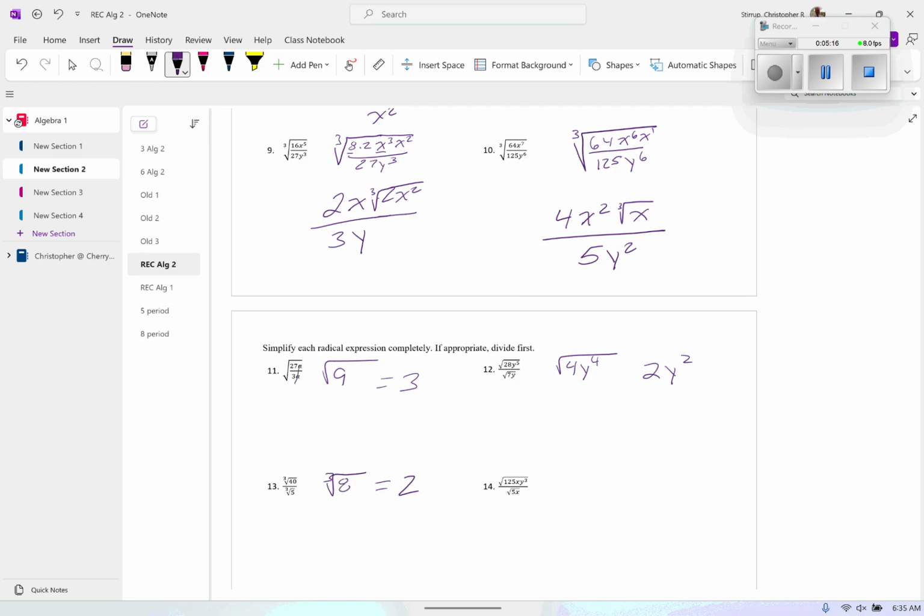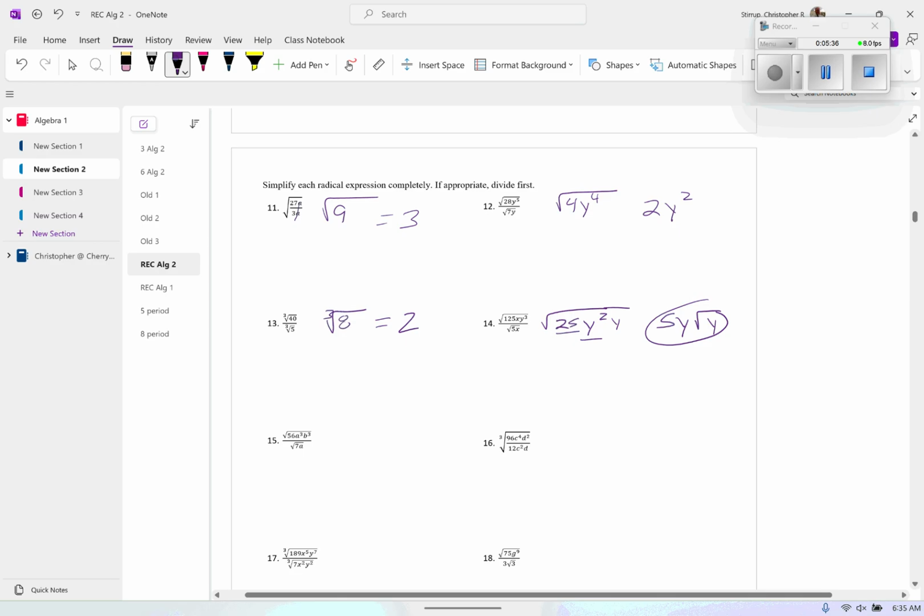Number 14, 5 goes in 125 25 times. Tug of war with the x's, they cancel each other out. And then I'm going to change y to the third to y to the second y. Then I have square root of 25 is 5. Square root of y squared is y. And then I have a root y at the end.